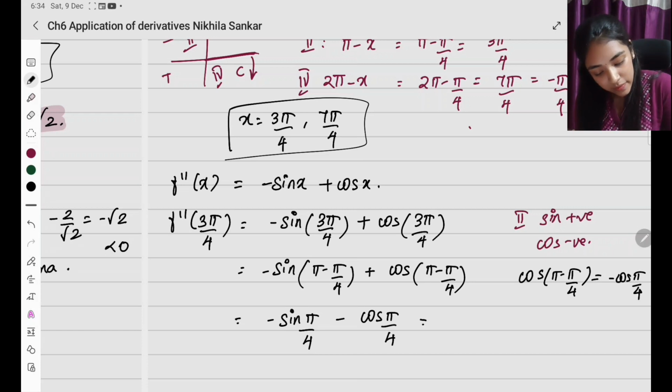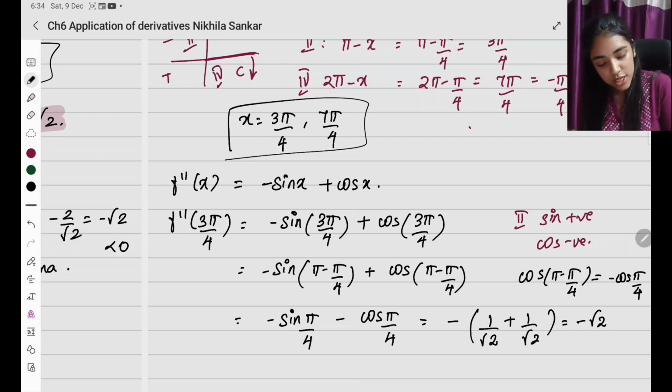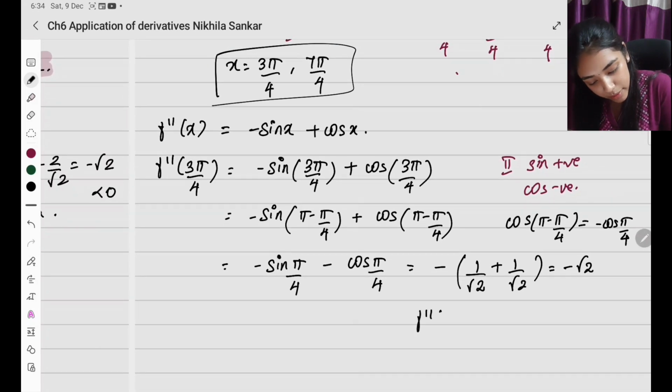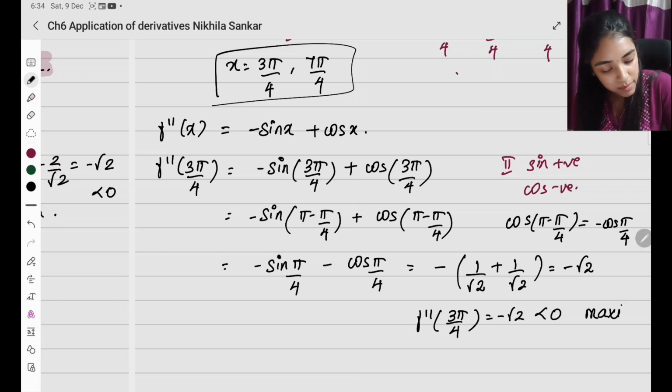When I take the minus outside, sin pi by 4 is going to be 1 by root 2 plus cos pi by 4 is going to be 1 by root 2. So when I simplify this, I have minus root 2. So here I have f double dash of 3 pi by 4 equals minus root 2, which is less than 0. So we are talking about the maxima here.